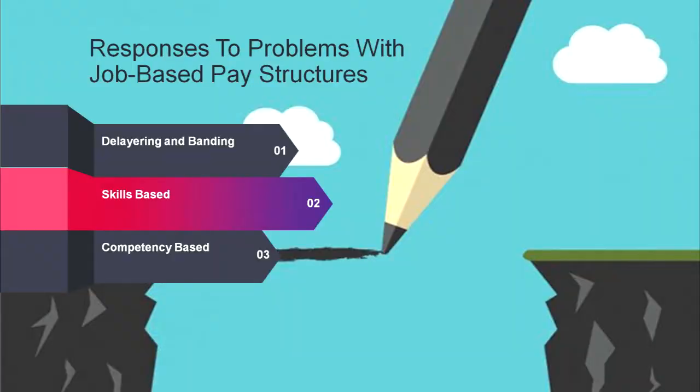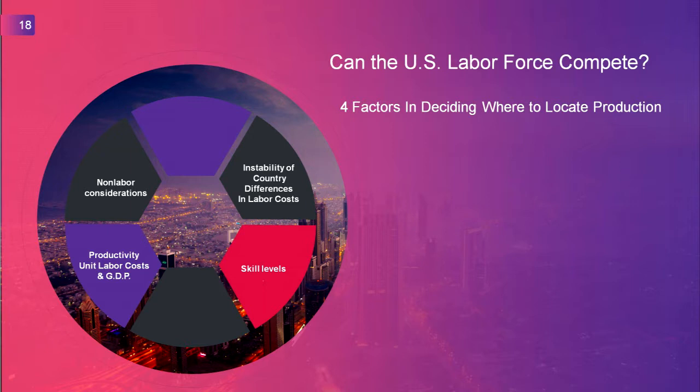There are responses to problems with job-based pay structures. First, delayering and banding, skill-based, and competency-based pay. Can the US labor force compete? There are four factors in deciding where to locate production. First, instability of countries, and differences in labor costs, skill levels, productivity, unit labor costs, and GDP, and non-labor considerations.